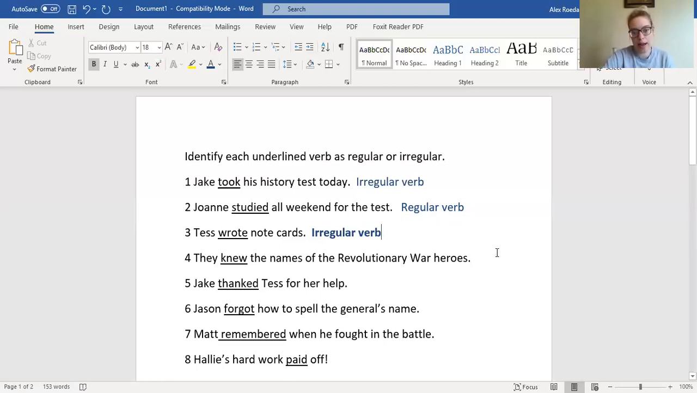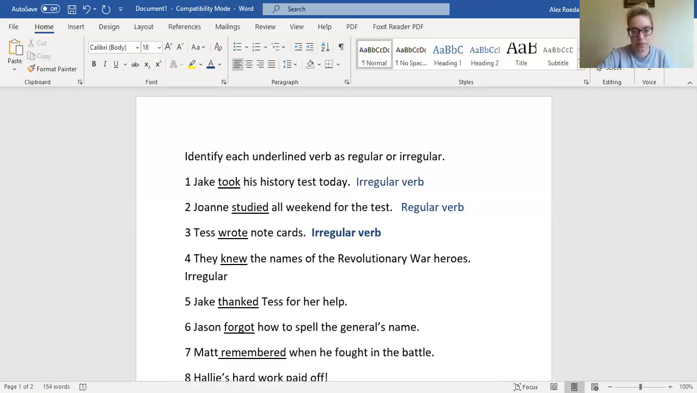All right, let's look at 4. They knew the names of the Revolutionary War heroes. So again, we're looking at the past tense form of this verb, knew. Well, what's the present tense of knew? We would say know. So they know the names of all the Revolutionary War heroes, right? We're not going to say knowed. They don't know the names. So know is changed to knew, which would make knew an irregular verb. So off to the side, I would write irregular.